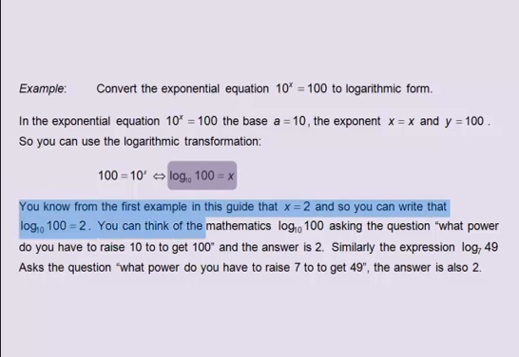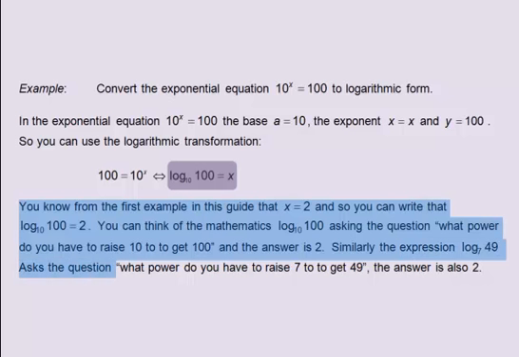You can think of the mathematics log to the base 10 of 100 as asking the question, what power do you have to raise 10 to get 100? And the answer is 2. Similarly, the expression log to the base 7 of 49 asks the question, what power do you have to raise 7 to get 49? And the answer is also 2.